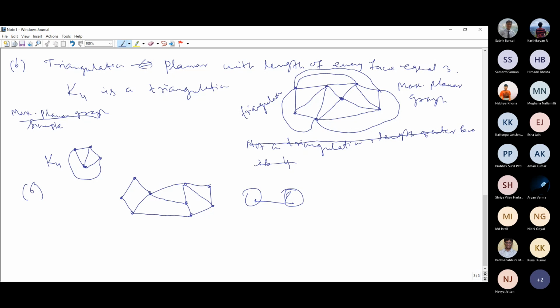Yes, still we can include an edge, and now it is a triangulation. Maximal planar, yes, you are correct. Fine, this is a good observation.